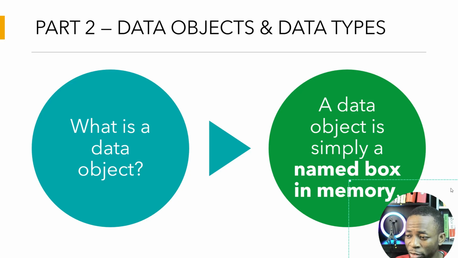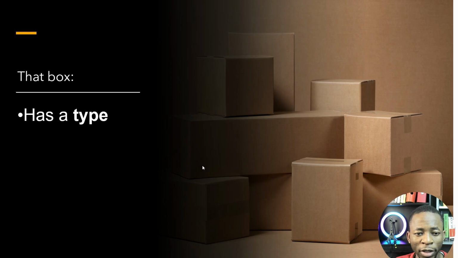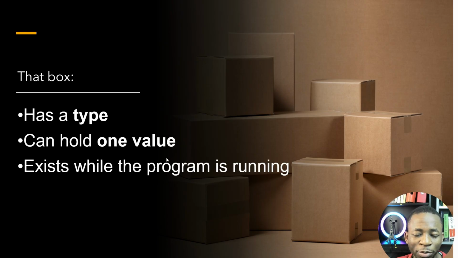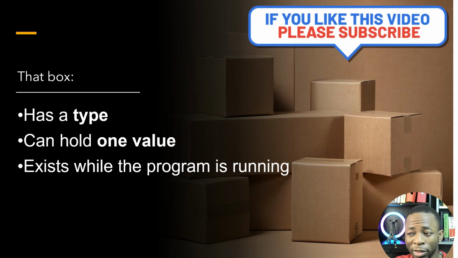You can think of it this way. This box has a type and it can hold one value, and it exists while the program is running. You can see there are different types of boxes here, which could signify that there are different types of data objects. Each of the boxes has a different type, and they can hold one single value.